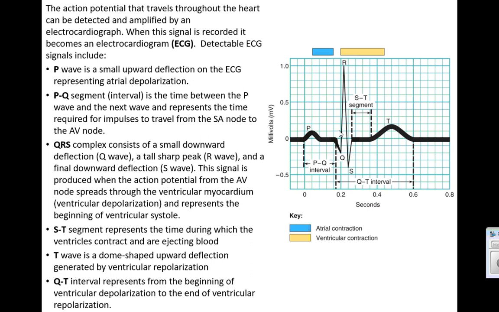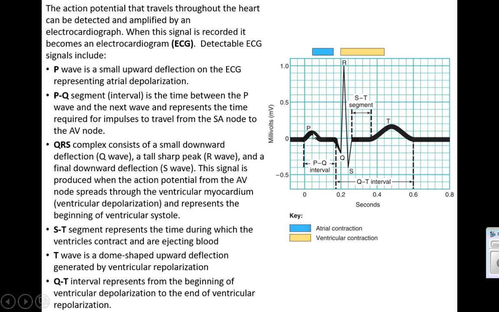Now, the way that the action potentials spread through our heart can be detected and amplified by a machine known as an electrocardiograph, which provides us with an electrocardiogram, which is the ECG that you best know it as. Demonstrated over here on the right with our figure, many detectable signals of an ECG.